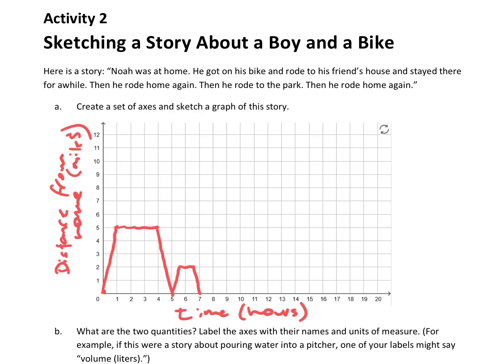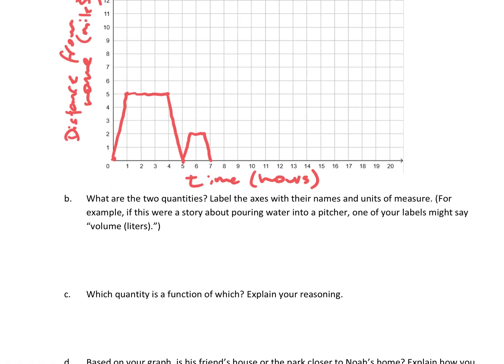If you used total distance traveled for your dependent variable, it would instead be a graph that's ever increasing. There are some points when it doesn't increase and it's flat, but in general it should be in a continuously increasing manner. All right, the 2 labels I've already discussed.